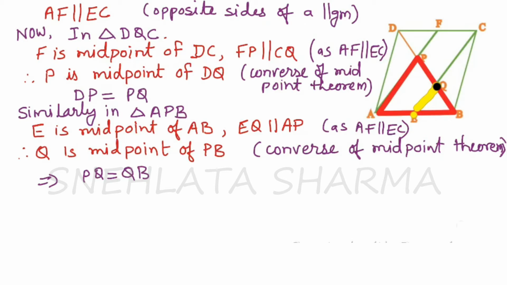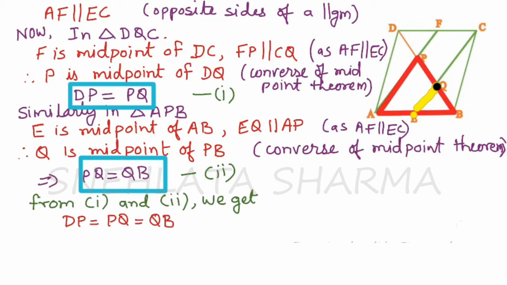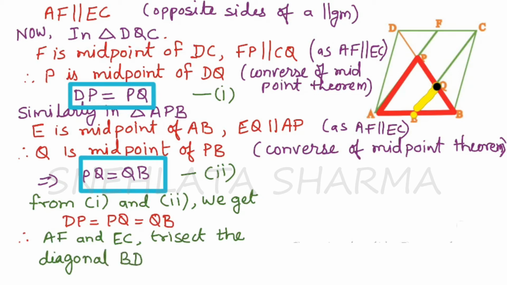Now consider these two equations. This is DP is equal to PQ and PQ is equal to QB. From these two, you can see DP is equal to PQ and PQ is equals to QB. Let's mark this as equation 1 and equation 2. So, from 1 and 2, we get DP is equal to PQ is equals to QB. Therefore, the line segments AF and EC trisect the diagonal BD. Hence proved. Now question number 6.